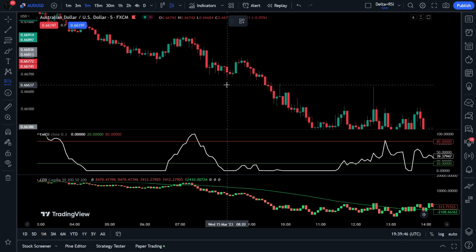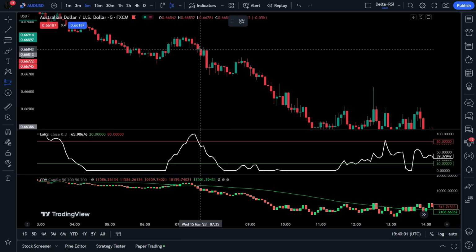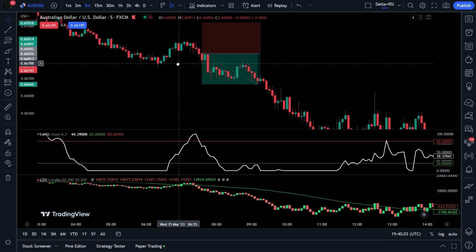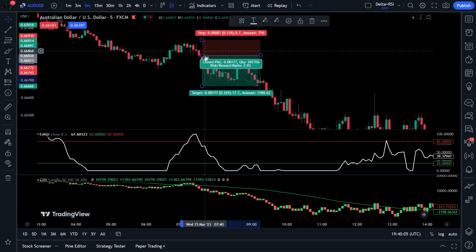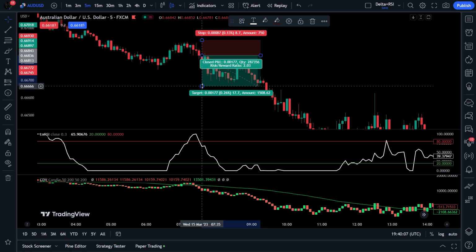Our requirements are as follows. First, we need the Laguerre RSI to be breaking out of the overbought 80 range colored in red. Secondly, we need the cumulative delta candles to be colored red, and below the 50 SMA. If both requirements are met, we can take a short. We set our stop loss at the most recent swing high, and we are targeting a risk-to-reward ratio of 1 to 2, just like the long positions.